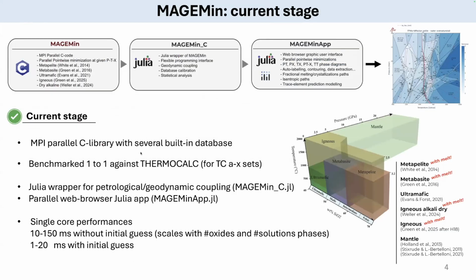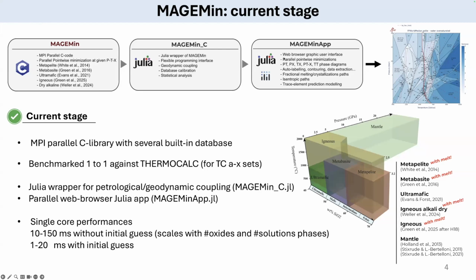MAGEMin is made of three main packages. The first one is the C code, which is basically the computational framework of MAGEMin that can account for different thermodynamic databases, the one of the thermocalc team, for example, but also the Stixrude and Lithgow-Bertelloni database. Around MAGEMin, we have a Julia wrapper that allows to wrap every single function of the C code and pilot them through the Julia interface, which makes it very modular and very efficient when we want to do some application and coupling with geodynamic models.